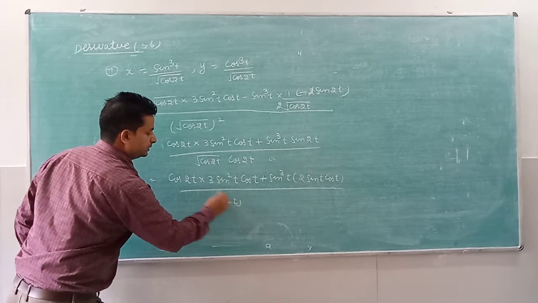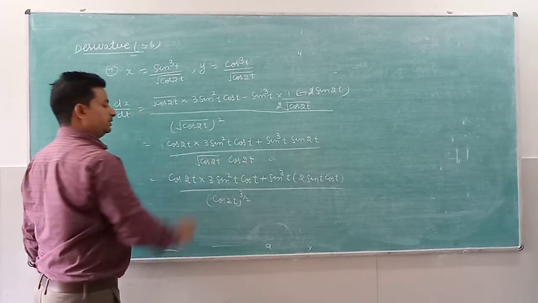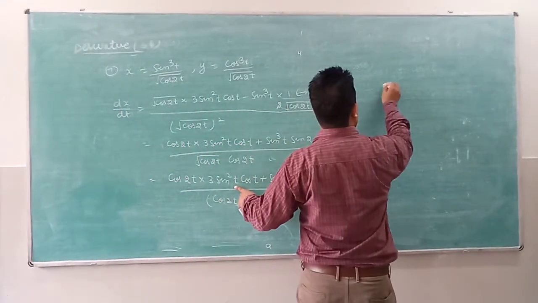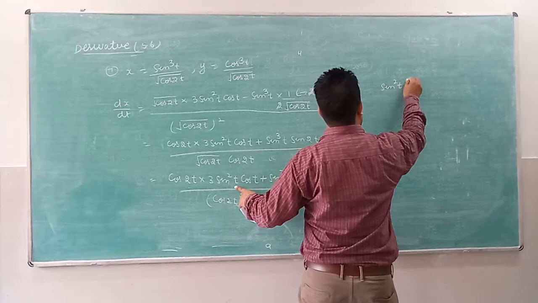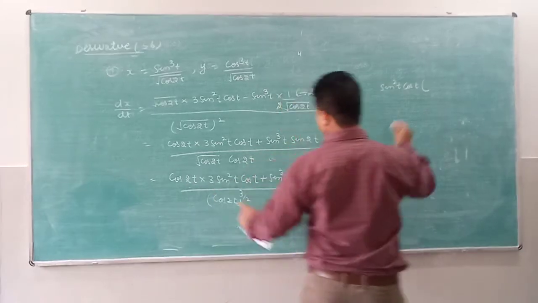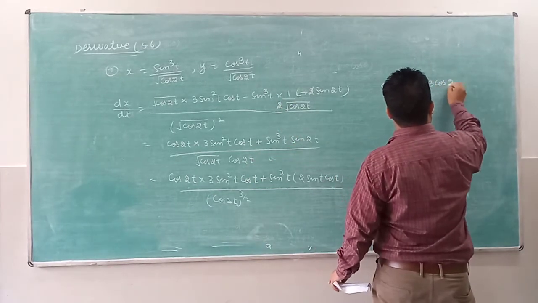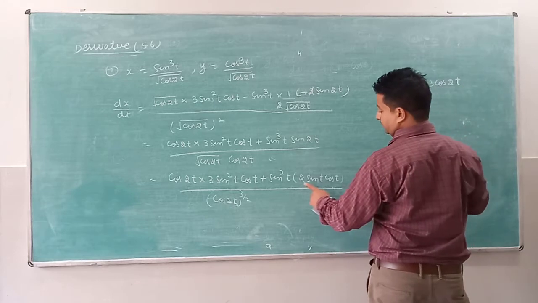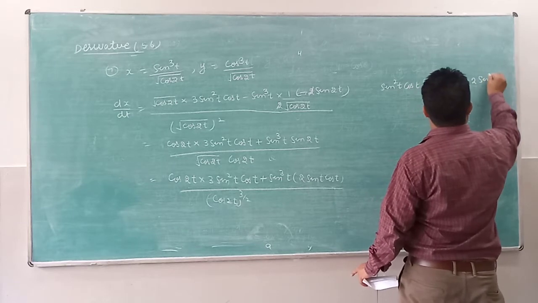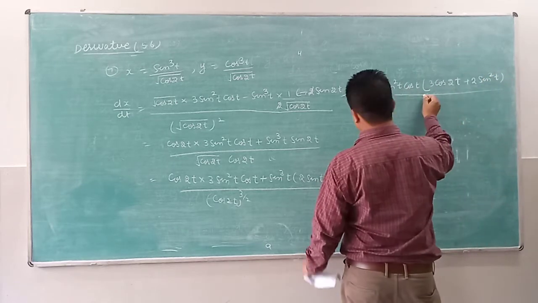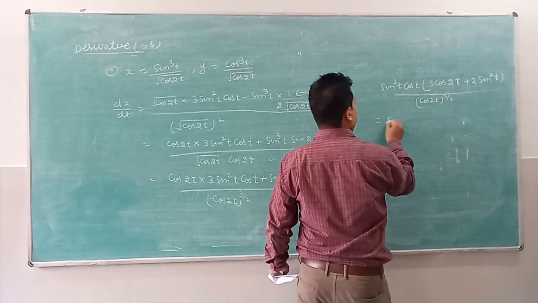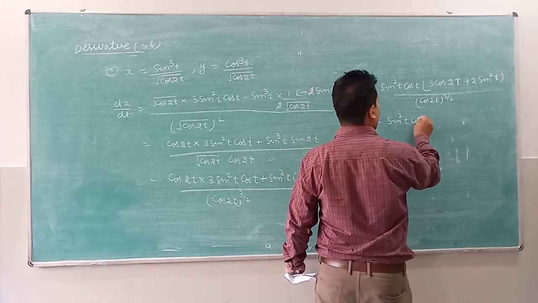This power is 3 by 2, because 1 plus half is 3 by 2. When we take sin²t and cos t common, this equation becomes 3 cos 2t, and this becomes 2 sin²t upon cos 2t whole power 3/2. This is sin²t, this is cos t.